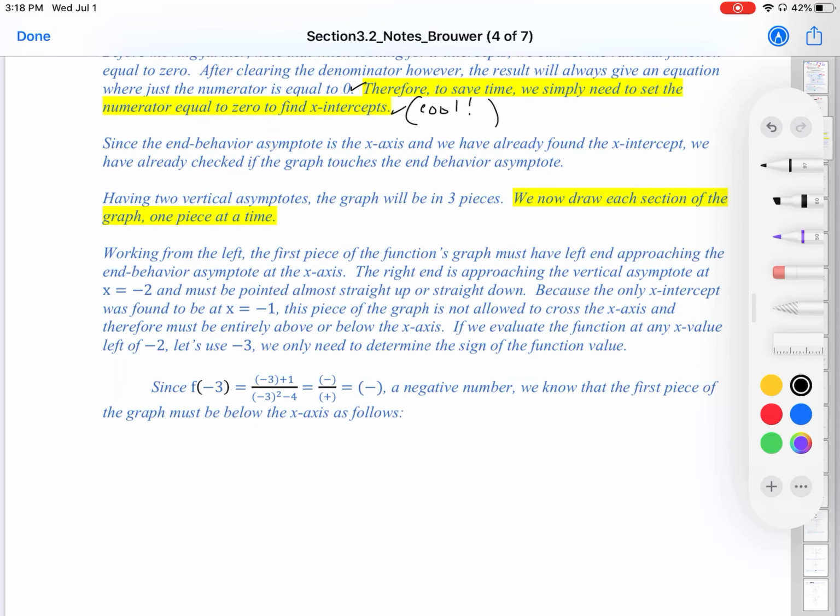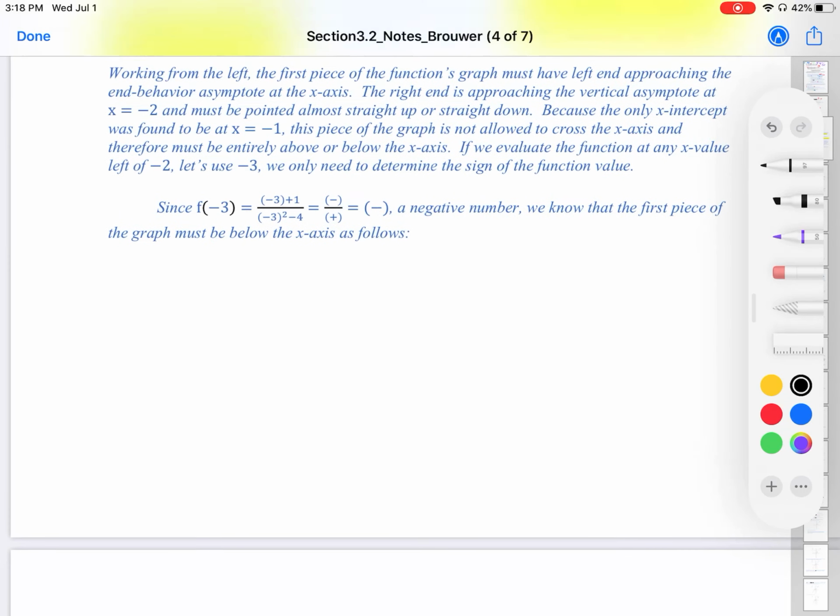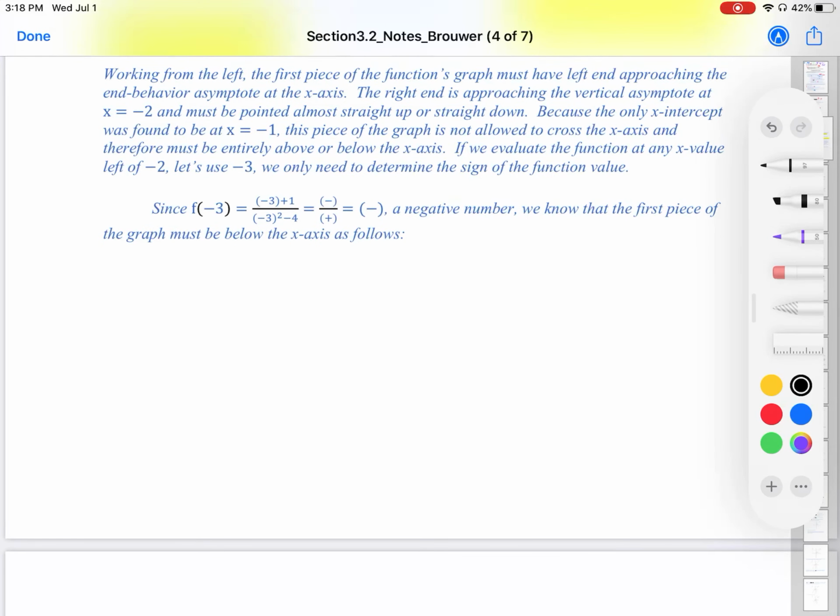Since the end behavior asymptote is the x-axis, and we have already found the x-intercept, we have already checked if the graph touches the end behavior asymptote. Having two vertical asymptotes will graph three pieces. We now draw each section of the graph one piece at a time. Working from left, the first piece of the function's graph must have a left end approaching the end behavior asymptote, the x-axis. The right end is approaching the vertical asymptote at x equals -2, so it must be pointed almost straight up or straight down.